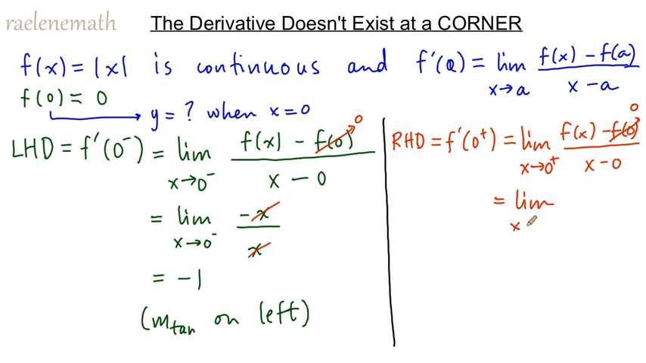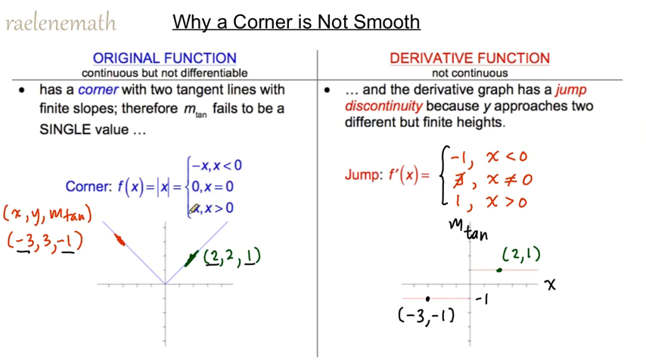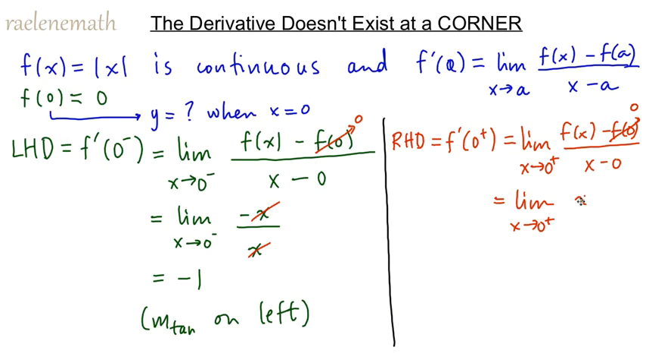So the limit as x approaches 0 from the right, f of x for the right-hand piece was defined to be x. And so we get x over x. If we directly substitute we would get indeterminate, but we can reduce this fraction and then we get the limit of positive 1 as x approaches 0, which is still positive 1. And we notice that the m tangent immediately to the right of 0 is positive 1, and the m tangent to the left is negative 1. So the two left and right hand slopes are finite numbers, but they're different.